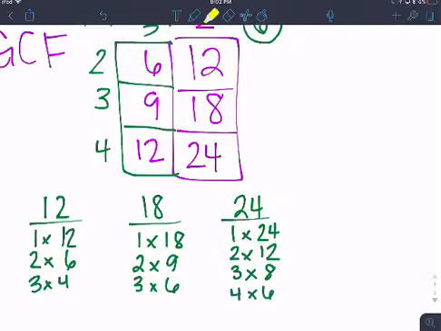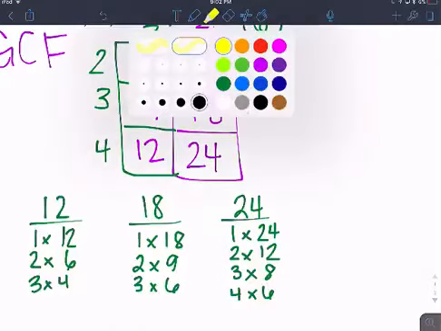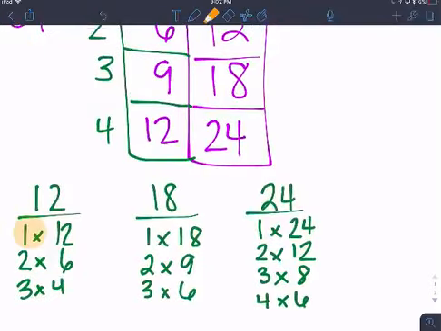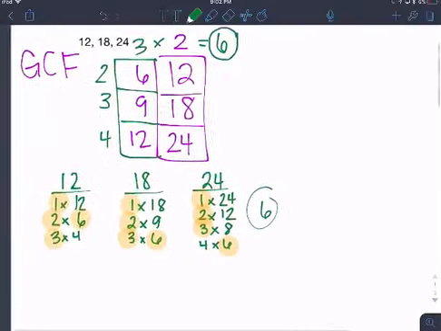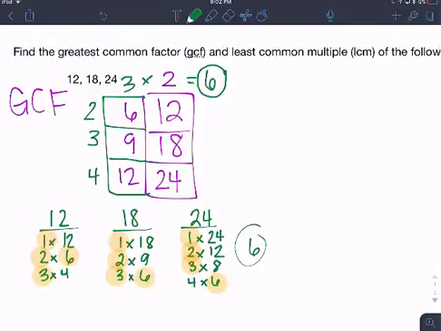And now I can go through and look at my list and see what appears on all three of my lists. So 1 is on all three lists, 2 is in all three, 3 is in all three, 4 is not in 18's list, so I can't highlight that one, 6 is in all three, and 12 isn't in 18, so I can't highlight that one. So the biggest one that I highlighted that's in all three of my lists is still 6. So there's 2 different options. You can kind of choose the one that you like best.